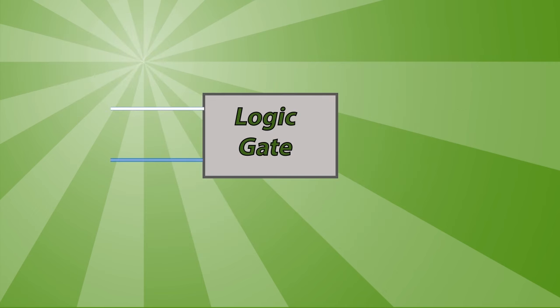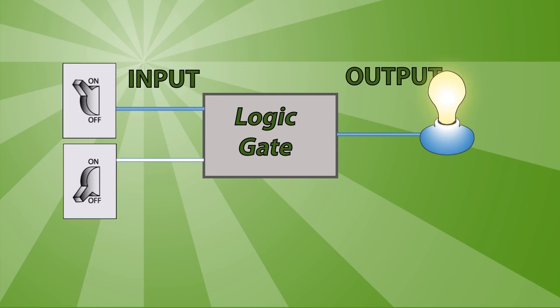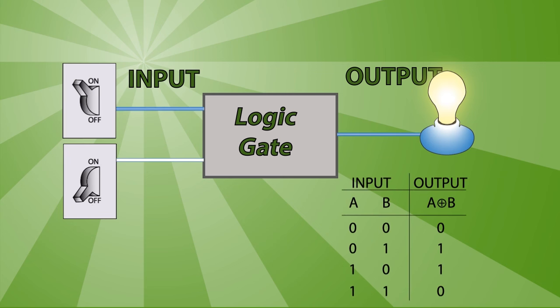Some values enter a gate. We call those inputs. One value exits. We call that the output. The output is affected by the inputs depending on the gate's behavior. We describe this behavior in a truth table.